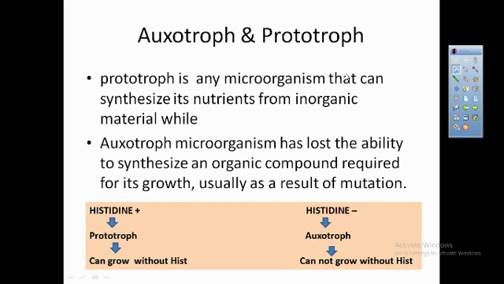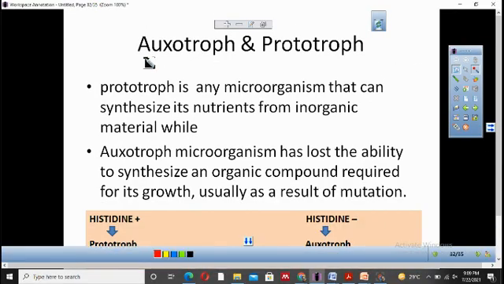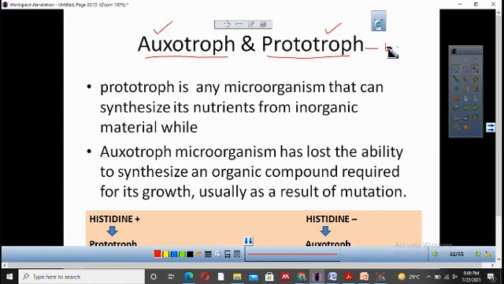One thing is very important while you deal with the culture of yeast cells in the medium. Basically, microorganisms are classified into two types: prototrophs and auxotrophs. Prototroph is the wild type, and auxotroph is the mutant type. Wild types can grow very easily in minimal medium.